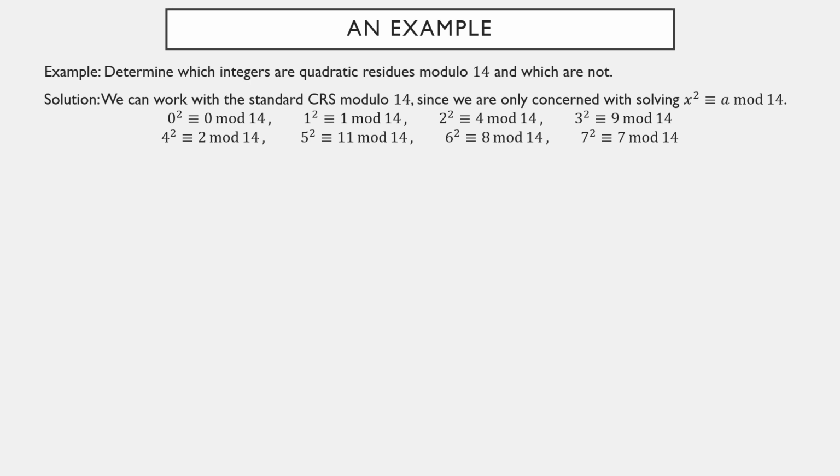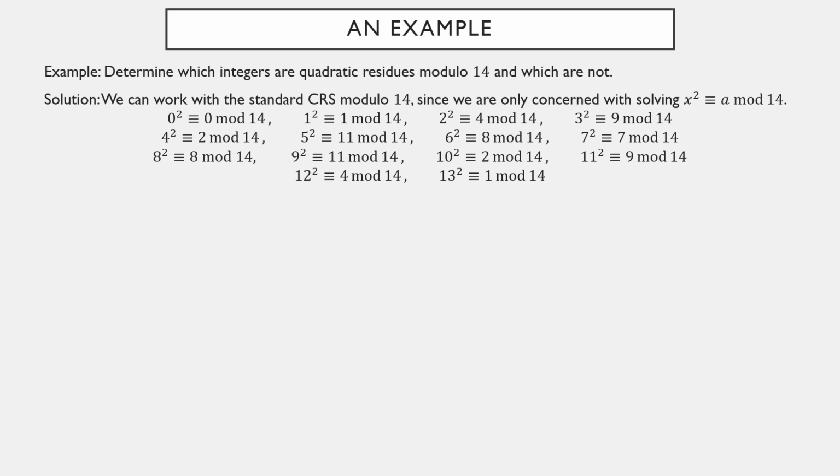5 squared is equivalent to 11, 6 squared is equivalent to 8 mod 14, and 7 squared is actually equivalent to 7. This might look a little surprising, but if you check, 7 squared is 49, and 49 is 3 times 14 plus 7. So it is equivalent to 7 modulo 14. 8 squared is actually equivalent to 8, 9 squared to 11, 10 squared to 2, 11 squared to 9, 12 squared to 4, and 13 squared to 1.